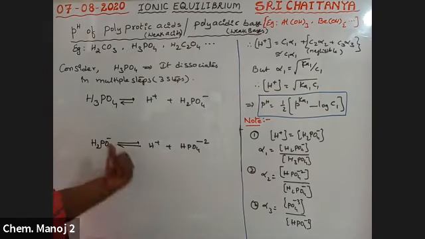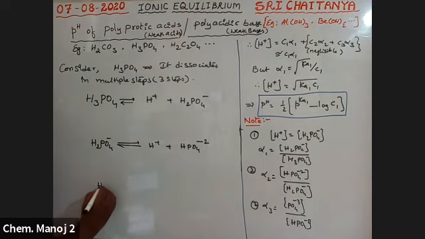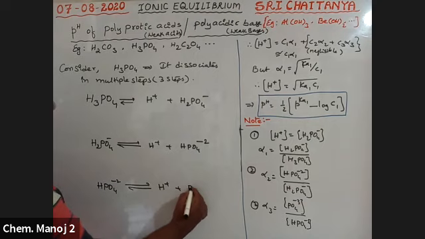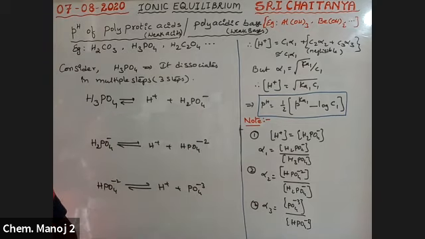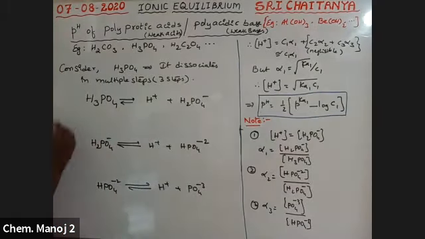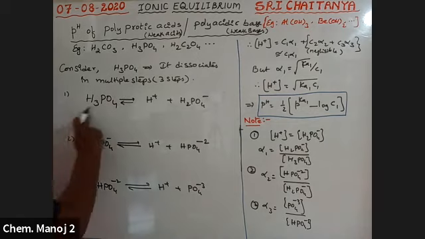That means one more H+ ion is coming out from this acid. Next, that HPO4 2- ion once again decomposes into H+ ion and PO4 3- ion. This is the dihydrogen phosphate ion, this is the hydrogen phosphate ion, and this is the phosphate ion. These ions come step by step: the first step, the second step, the third step. So this H3PO4 dissociates in step-by-step conditions.